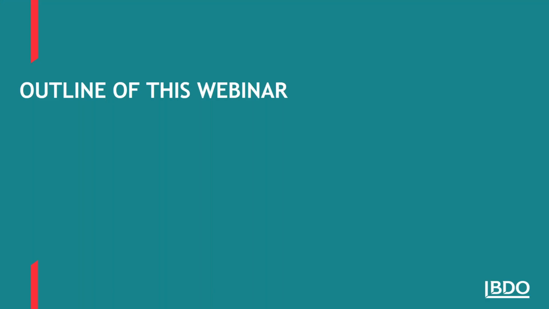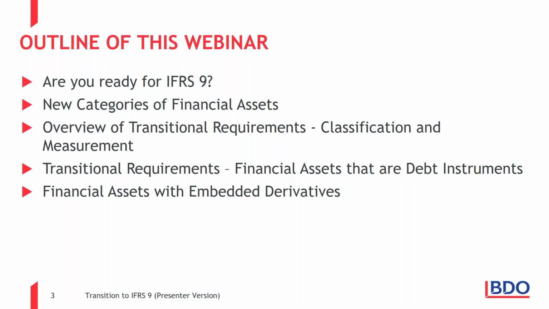If we look at the outline of this webinar, what will we be covering? First of all, we will look at, are you ready for IFRS 9? And I've got a few polling questions. We will look at new categories of financial assets. And last year we had a whole 1-hour webinar on the new categories of financial assets.